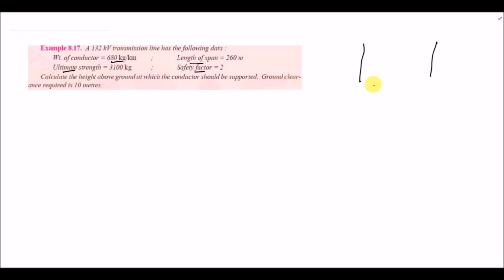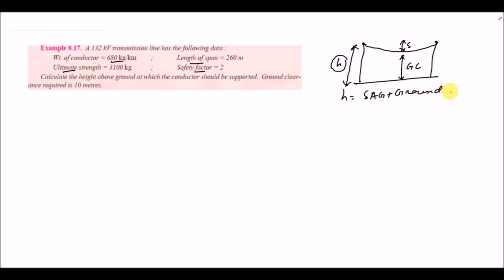Now if we have two towers and we have a conductor with a particular sag, what we have to find is the height above the ground at which the conductor should be supported. So this is the point at which the conductor is supported. So we have to find this height, and if we know this value, this is sag, and we know the ground clearance, that will be the value that we have to find. So H is equal to sag plus ground clearance, right? So we have to find the height above the ground at which the conductor should be supported.